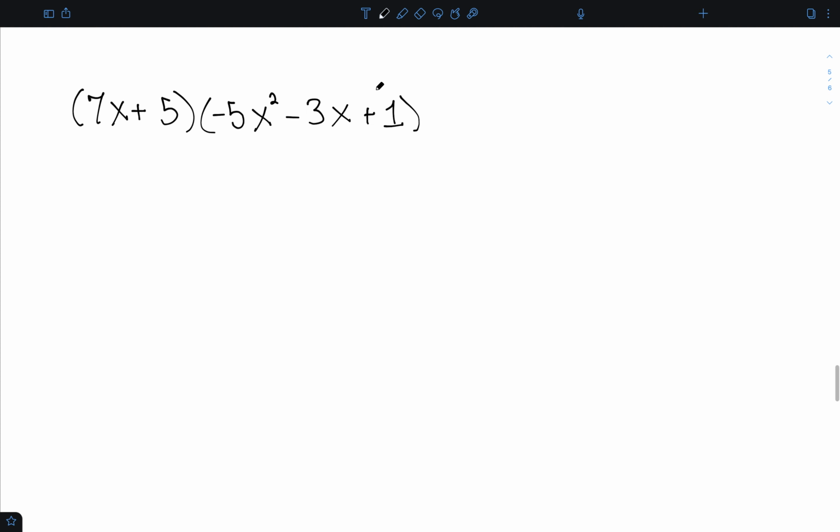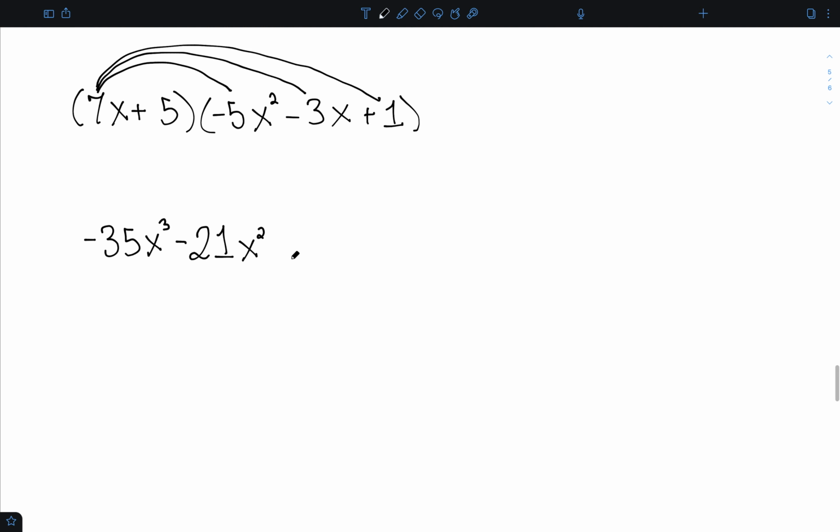Let's do another one. This one's going to be a little bit bigger. We'll start with the 7x times minus 5x squared. 7 times negative 5 is minus 35, and x times x squared is x cubed. We then do 7x times minus 3x. 7 times minus 3 is negative 21, and x times x is x squared. 7x times 1 is 7x.